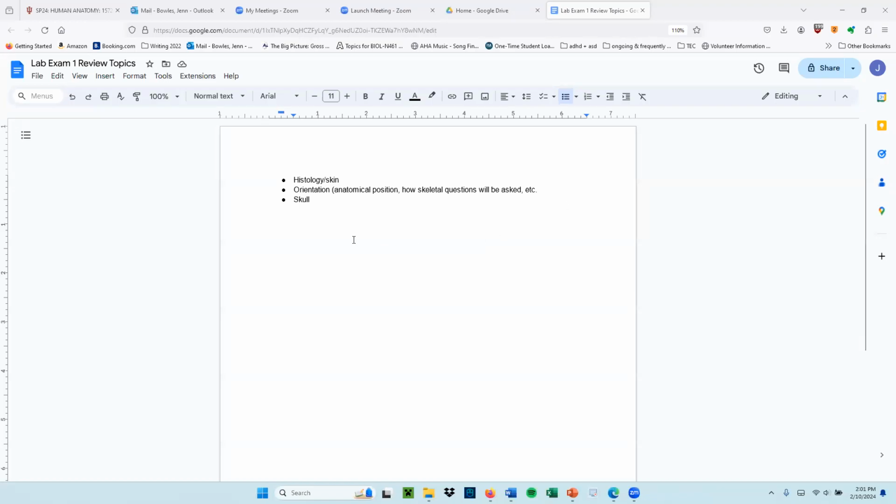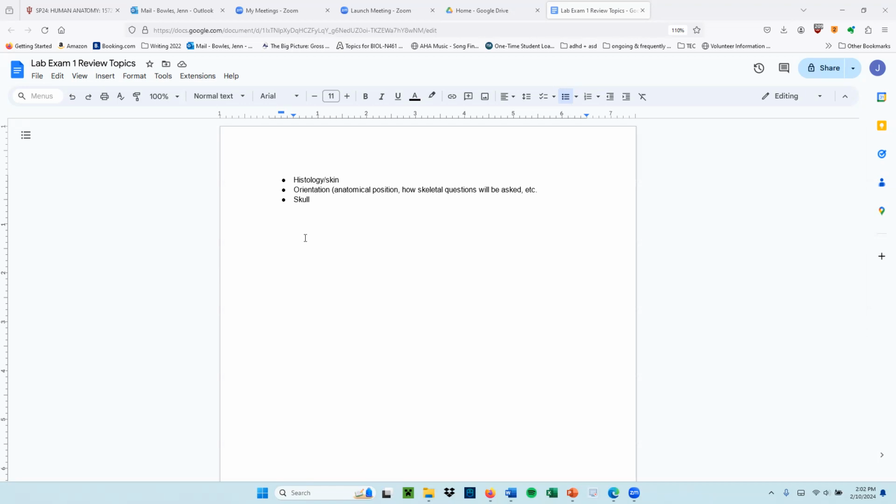Okay, so by far the most common things I saw that were requested to review were histology slash skin system, the skull, and there were a couple other areas I can touch on with the skeletal system that tend to trip people up. And then really the only other thing is just general orientation.